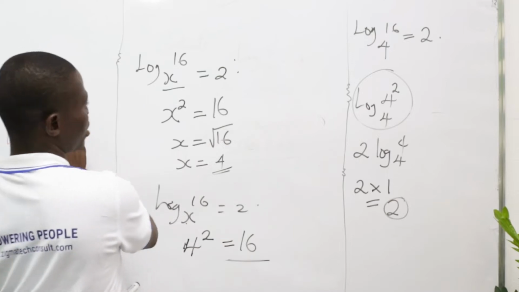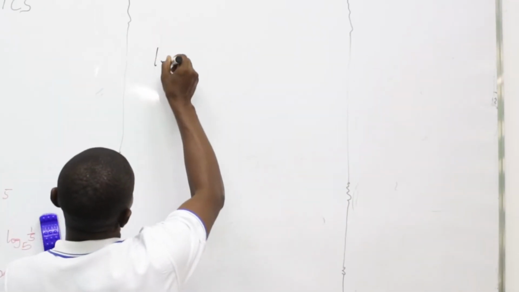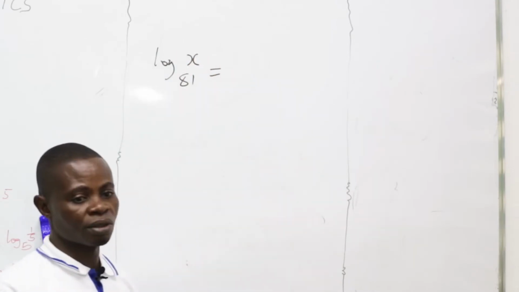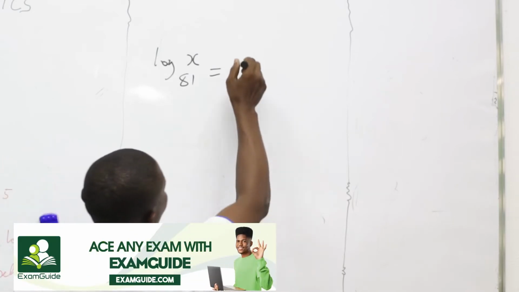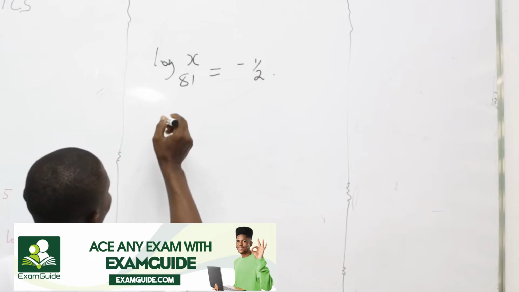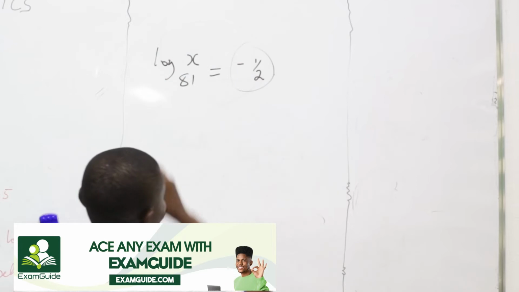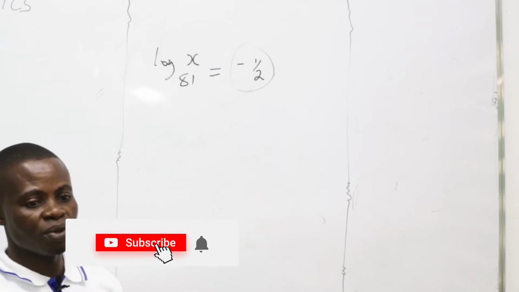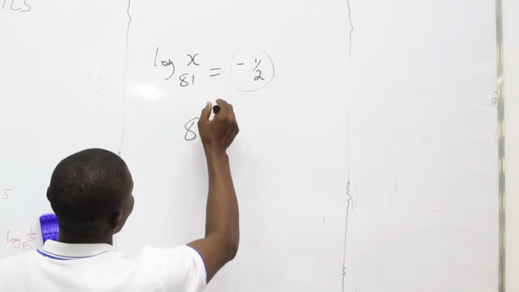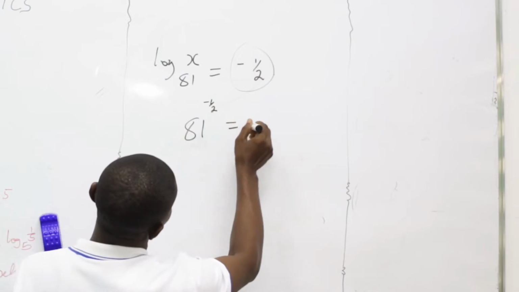Now let us take another sample. Next one, let's say log x base 81 equals minus 1 over 2. Recall the base will take the one there. So 81 raised to the power of minus half equals x.